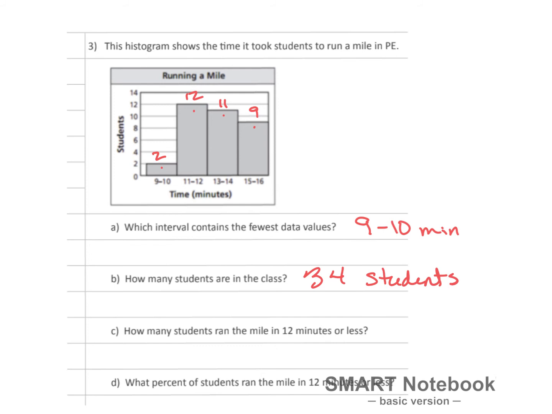Letter C, how many students ran the mile in 12 minutes or less? So here's 11 to 12, so here's 12 minutes or less. Add those two together, 12 plus 2, that gives us 14 students.